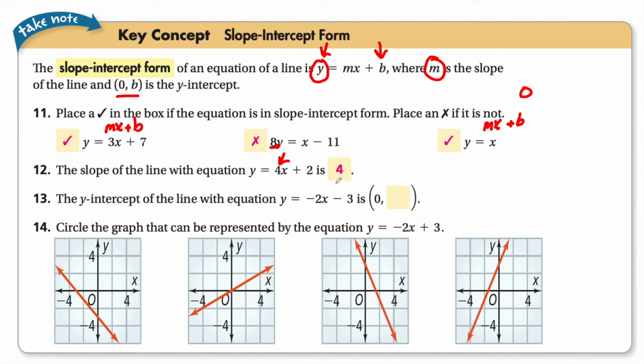The y-intercept is where the b would be, and pay attention to this portion because this is going to be the entire number, sign included, meaning this is going to be at the point 0, negative 3.